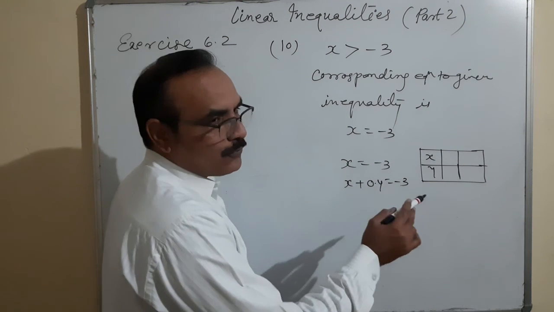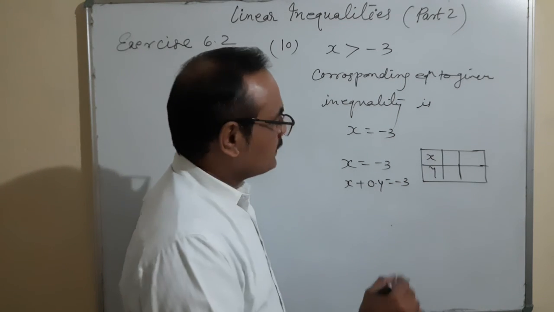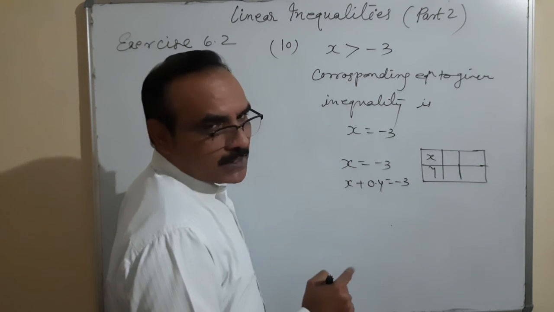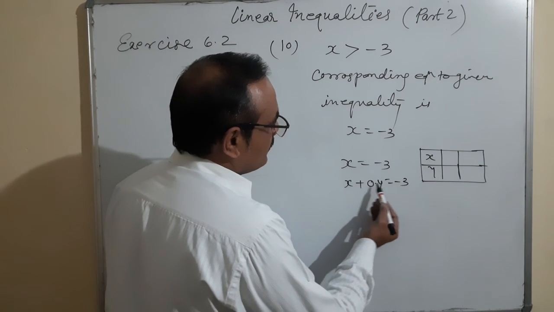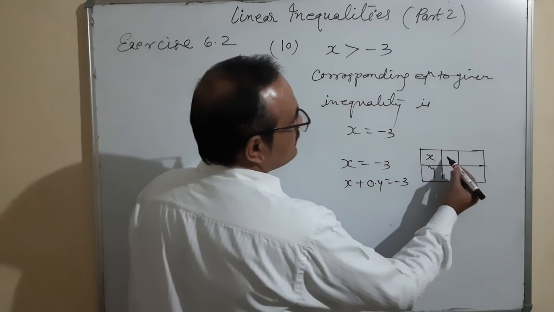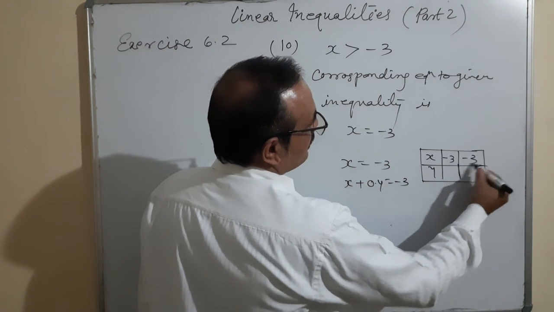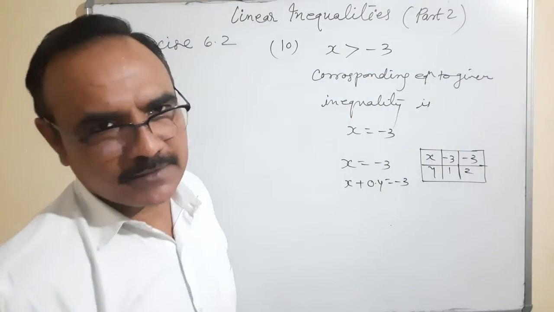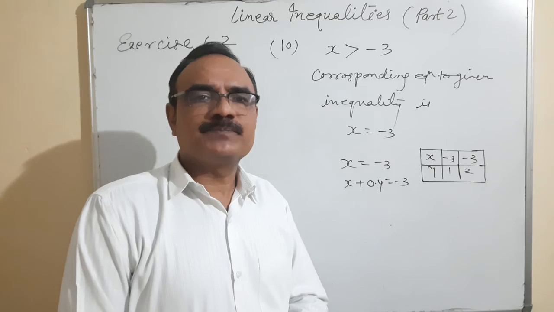1, 2, 3, 4, -1, -2, -3, anything. You can put anything. When you multiply it by 0, result is 0. So in each and every case, what happens? The value of x is equal to -3. So x is -3, which is fixed, and y can be anything, 1, 2, minus 1, minus 2, minus 3, anything. It's okay. It's a table.